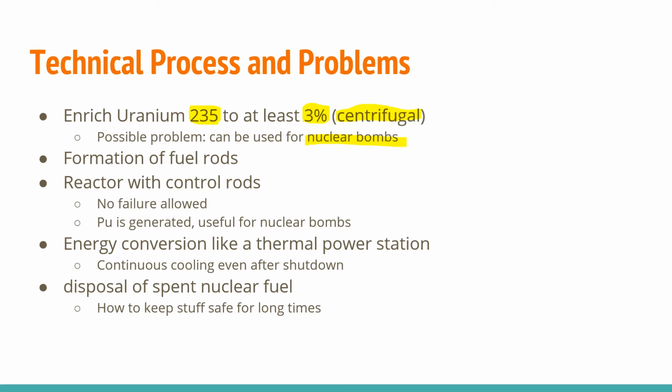So after having this enrichment of 3%, you have to form fuel rods. That is more or less a metallic process, and you put that in the right size, and you can control that easy. And then you have to build a reactor with so-called control rods to switch it on and off. That is also interesting, possible by some special elements like ore.